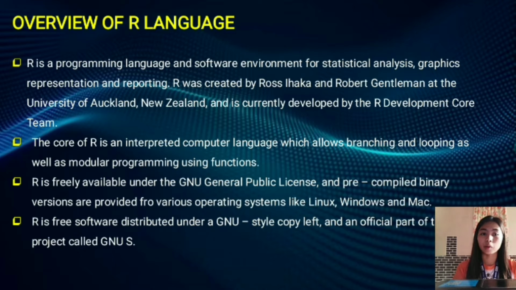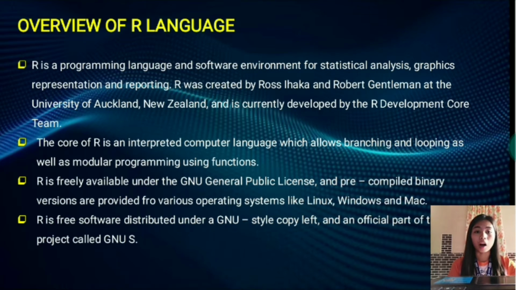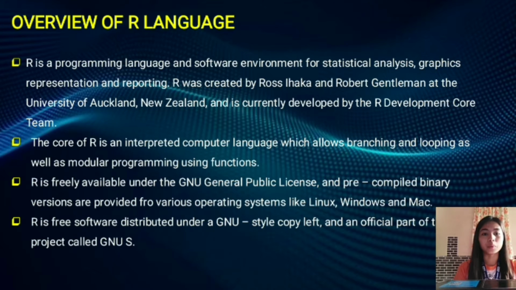R was created by Ross Ihaka and Robert Gentleman at the University of Auckland, New Zealand, and is currently developed by the R Development Core Team. The core of R is an interpreted computer language which allows branching and looping as well as modular programming using functions. R allows integration with procedures written in C, C++, .NET, Python, or Fortran languages for efficiency.